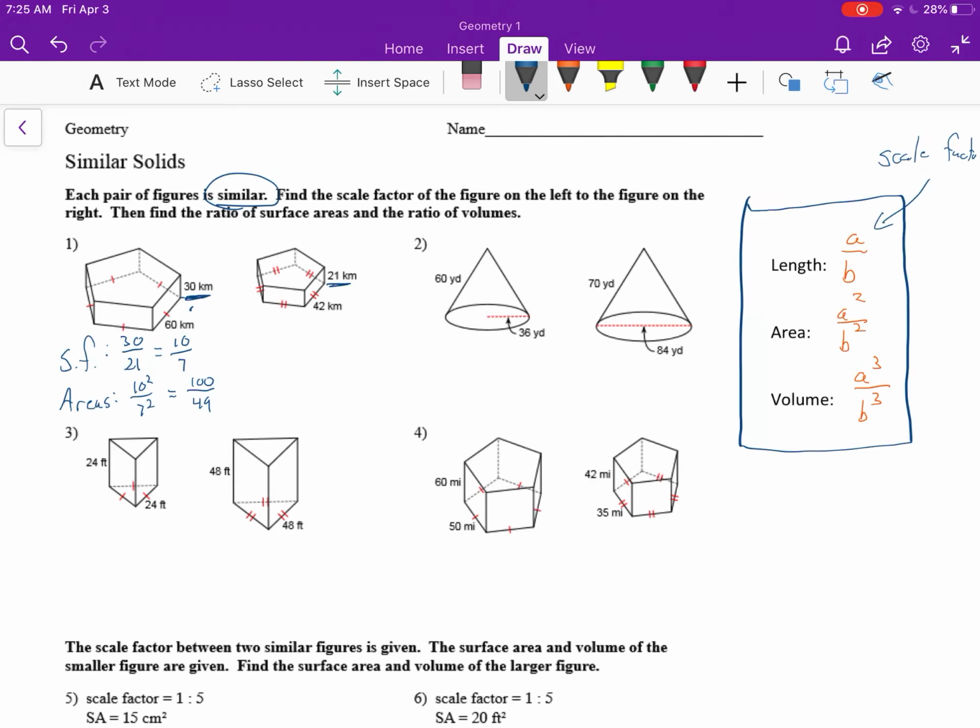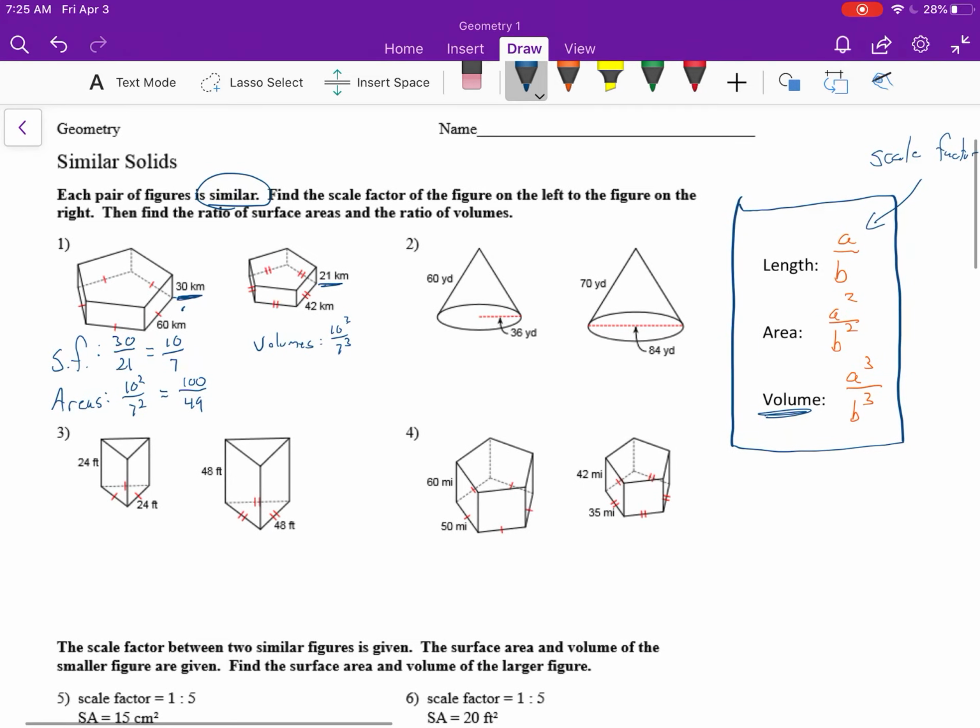And then the ratio of the volumes, looking over here to volume, is going to be 10 cubed over 7 cubed. And if you multiply that out, that's going to give you 1,000, which you should know that one, over 7 times 7 times 7 is 343. All right, so there's the answer for that one, and that's how you're going to do the other ones as well.